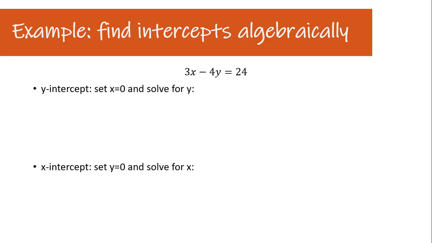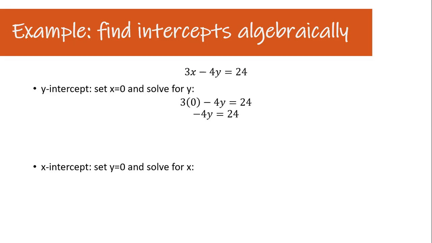We want to find our intercepts algebraically. So we have the function 3x minus 4y equals 24. Now remember, when we're solving for the y-intercept, we're solving for y. So leave y alone, but make x equal 0. So when we do that, we'll have 3 times 0 minus 4y equals 24. 3 times 0 goes away because it's 0, and so we're left with negative 4y equals 24.